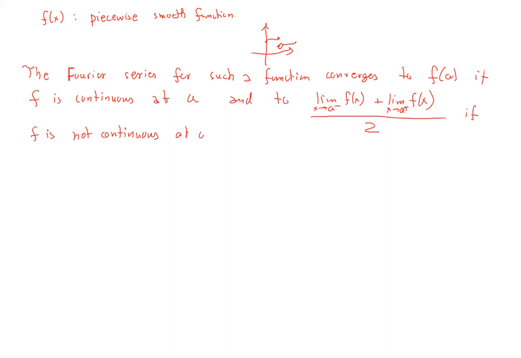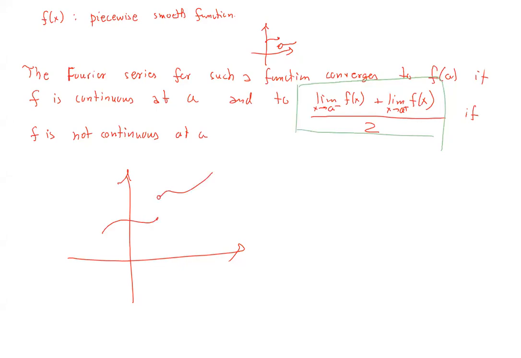Okay, so in some sense, this formula works all the time. And again, I would like to show you with a graph what this means. If your function looks like this, then the Fourier series is going to converge right at this number right here. Okay, so this in some sense is the limit from the left.